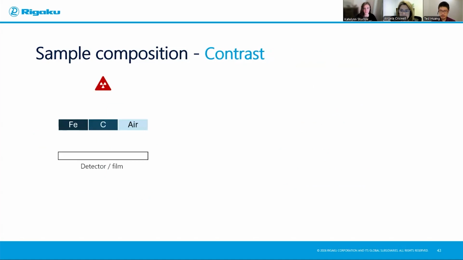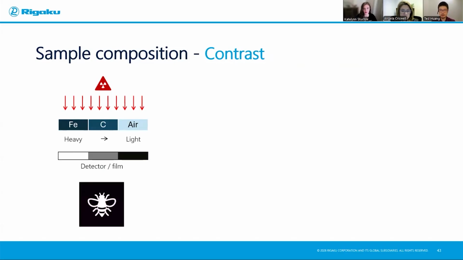And because of this, we have contrast. When you use the same X-ray energy to penetrate through different density and Z material, from the heavier to the lighter one, you'll have contrast. That's how you get the X-ray images. For example, with a bee here, you can see the details. You can see where the wing is, and the body parts and everything.